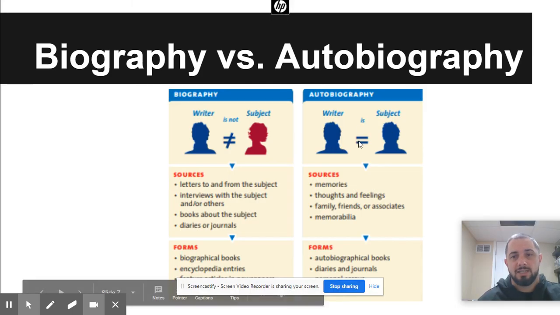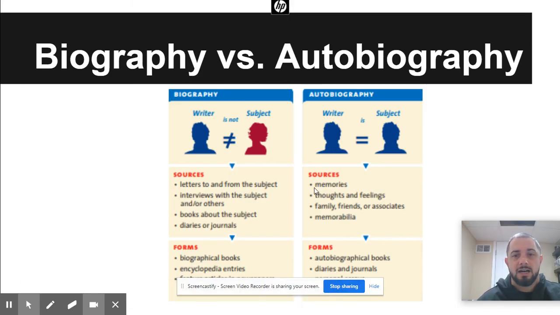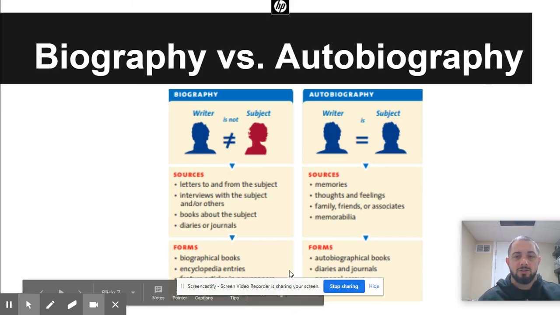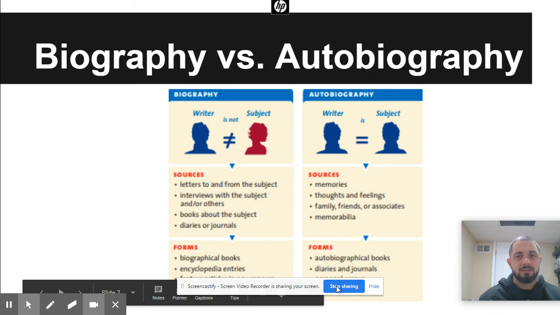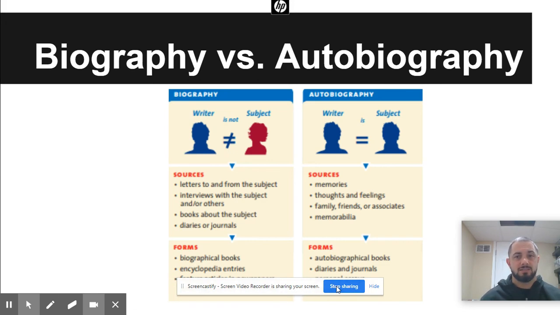Autobiography, again, the writer is the subject. The memories are pretty much where this is going to come from: thoughts and feelings, family, friends, and associates, memorabilia, etc. There are autobiographical books, diaries, and journals, and you'll see that many people oftentimes write these about their own lives. And again, like I said, we just have to be aware that there are some biases, right? People will make themselves look better than they might normally be looked at from other people's perspectives.